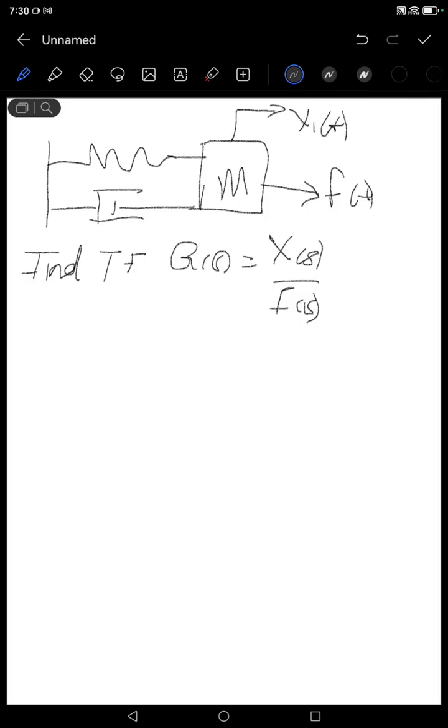The free body diagram is going to help you determine the equation of motion, so that you can get the transfer function of X over F. So what we're going to do is draw a free body diagram. Number one, we draw a free body diagram. We have a mass.